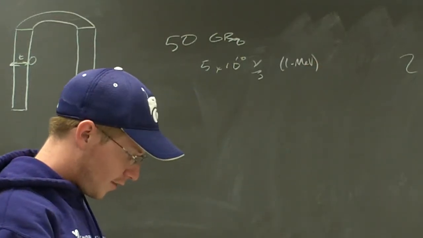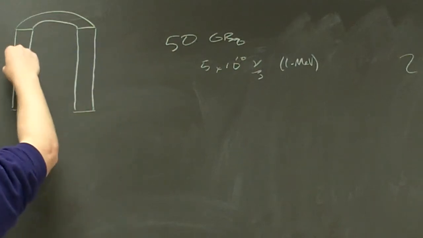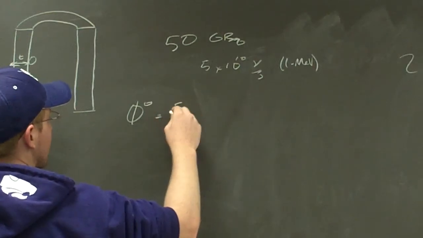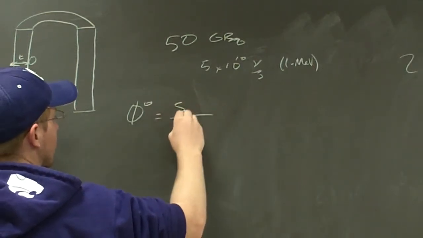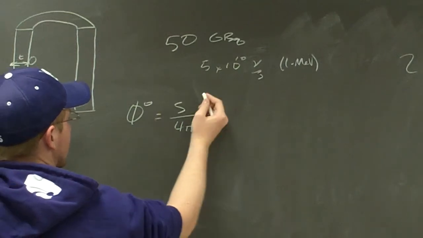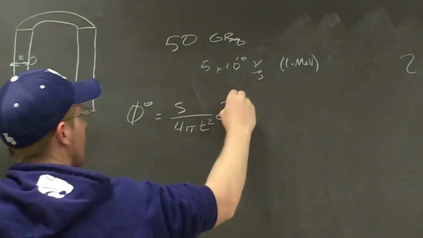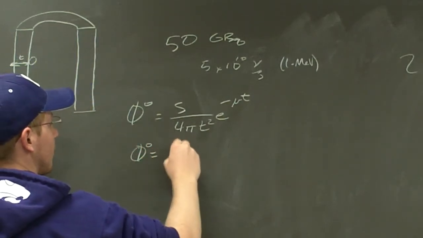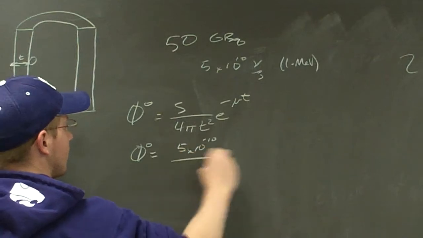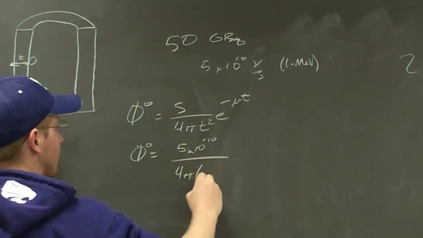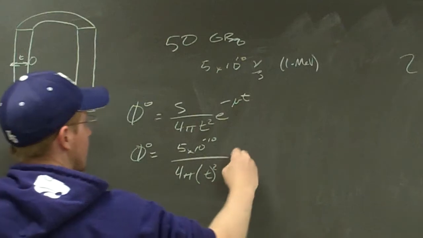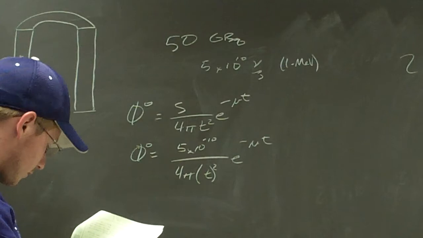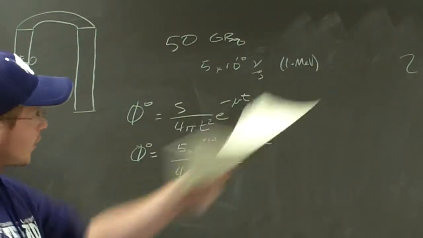Now we need to find the uncollided flux at this point. So the uncollided flux at this point is going to be the source strength over 4 pi t squared e to the negative mu t. So phi is equal to 5 times 10 to the 10 over 4 pi t squared e to the negative mu t. And what is t? We don't know, that's what we're finding. So we need to find how our constraint fits into all of this.